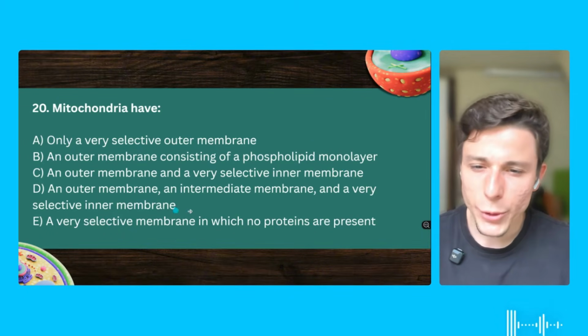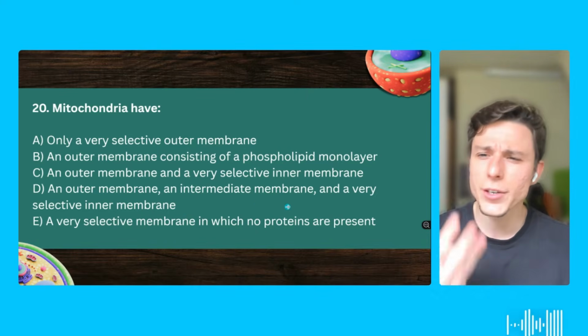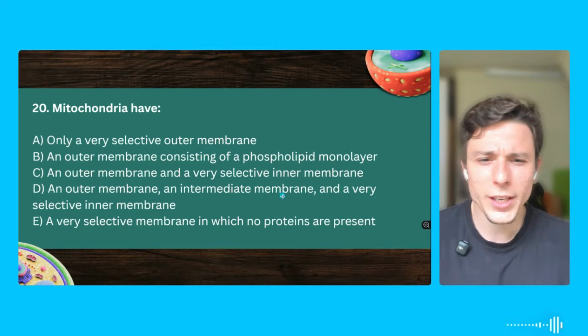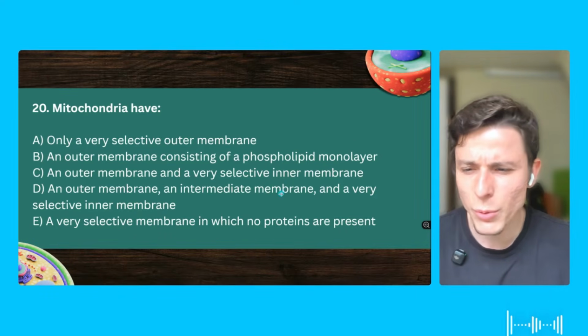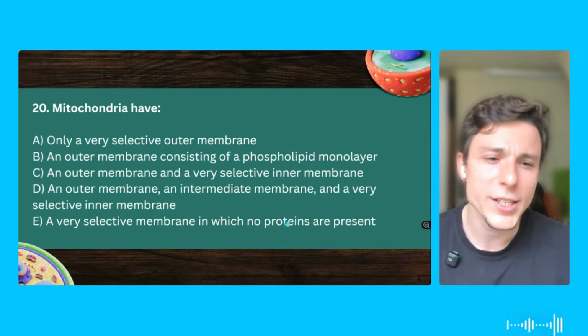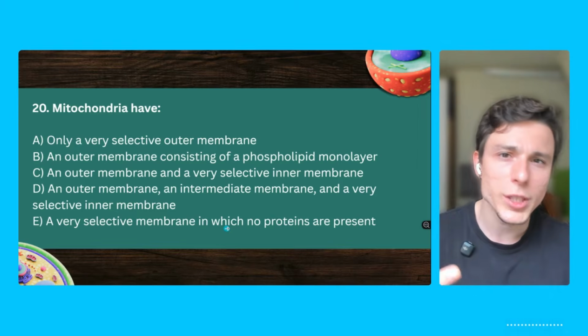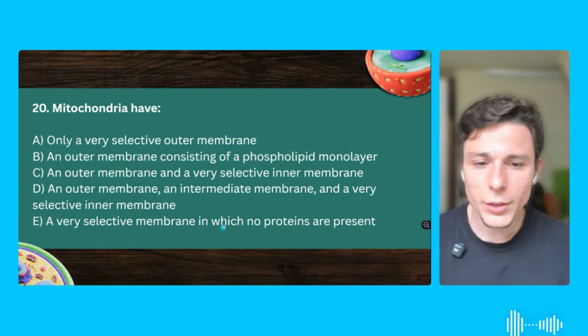Letter D, an outer membrane and an intermediate membrane and a very selective inner membrane. So it's telling us that there's three membranes. That's not true. Where is the intermediate membrane coming from? So that's not what we're looking for. Letter E, a very selective membrane in which no proteins are present. If you're talking about cell membranes, we're talking about phospholipids, we're talking about proteins, we're talking about cholesterol. So all these have to be present.